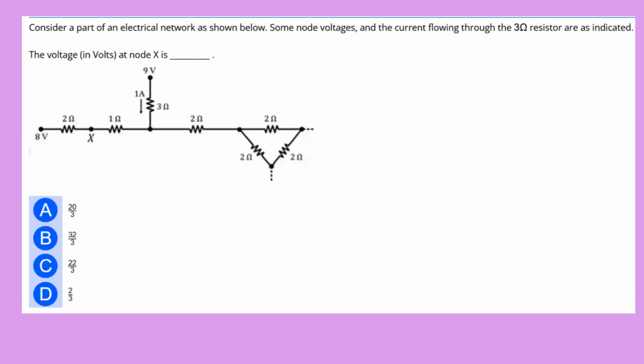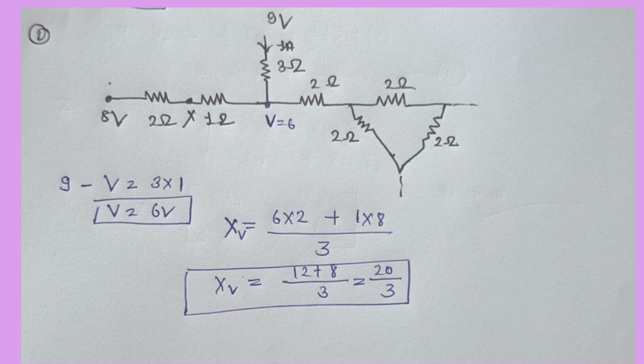In this question, consider the electric network. Some node voltages are given, and we want the current flowing through the 3 ohm resistor as indicated, and the voltage at node X. So we calculate the X point voltage. The solution gives 1 ampere in the 3 ohm resistor, so 9 minus V equals 3 into 1, V equals 6 volt.